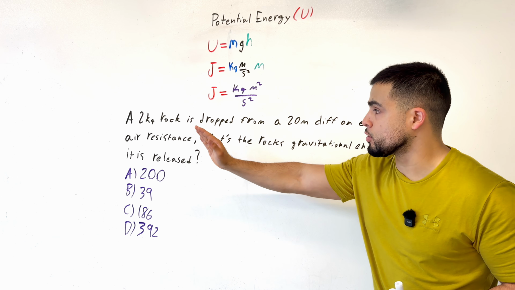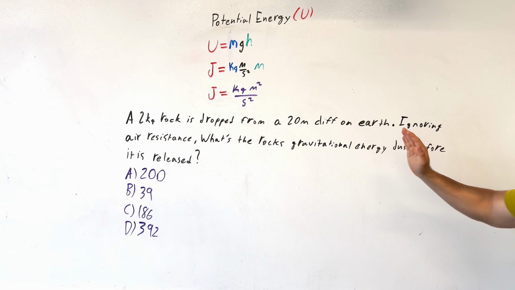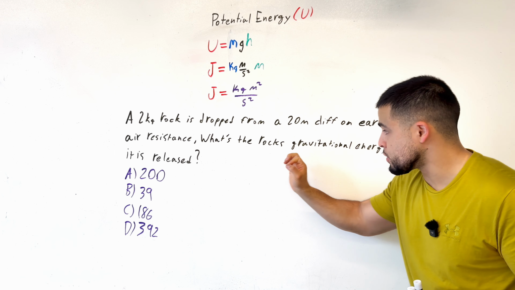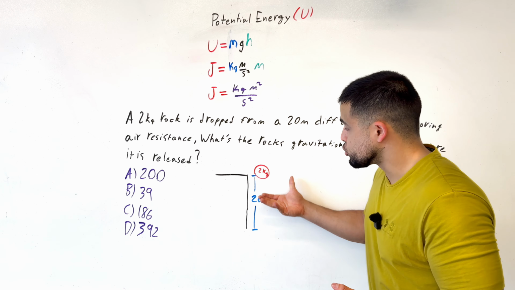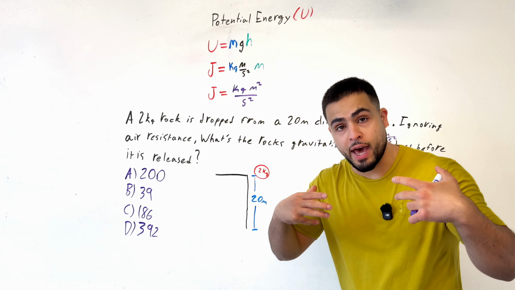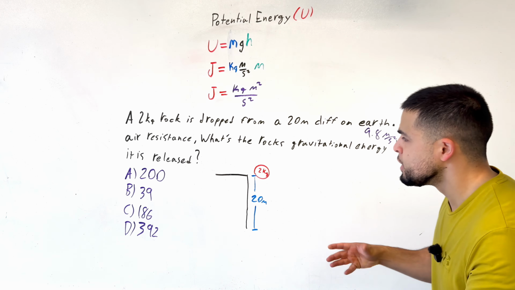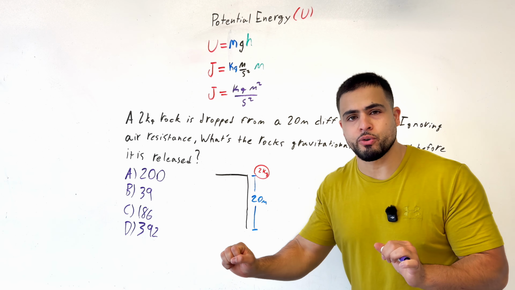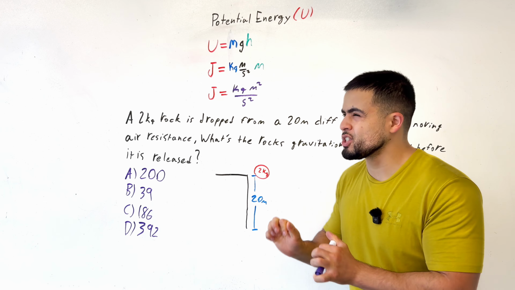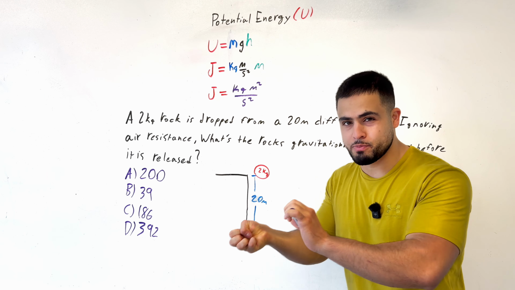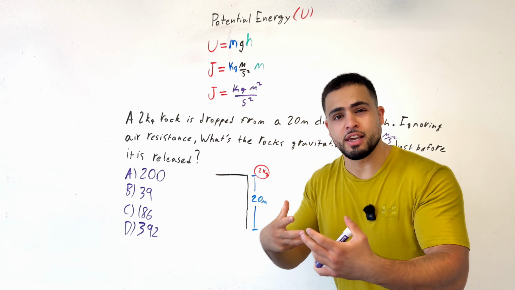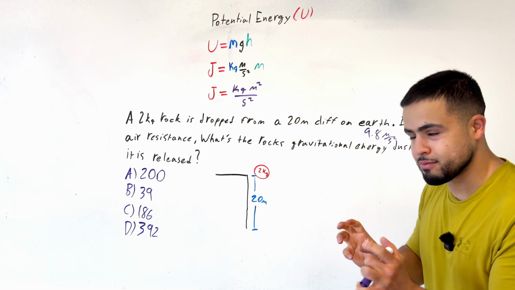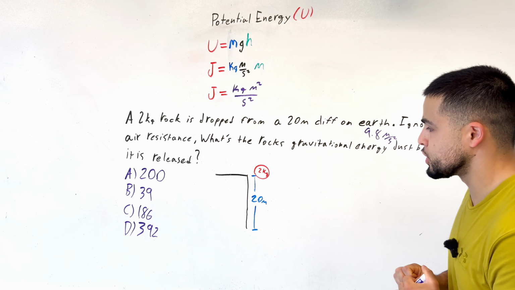The question reads, a 20 kilogram rock is dropped from a 20-meter cliff on Earth. Ignoring air resistance, what's the rock's gravitational energy just before it is released? All right, so I always like to draw a quick diagram to make sure that I am conceptualizing things correctly. Now, some of you might think this is a straightforward question, and it is a bit of a straightforward question just because we're taking into account just potential energy. But as you'll see, when we tie potential energy with kinetic energy, the problems get a bit more difficult and a bit more realistic to what you'll see on the MCAT.